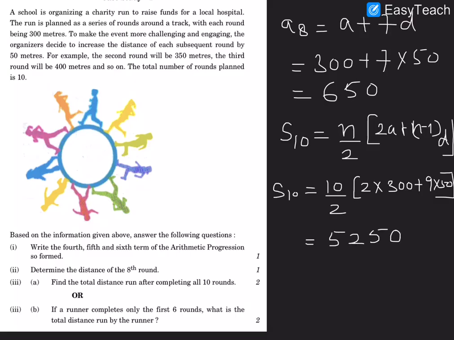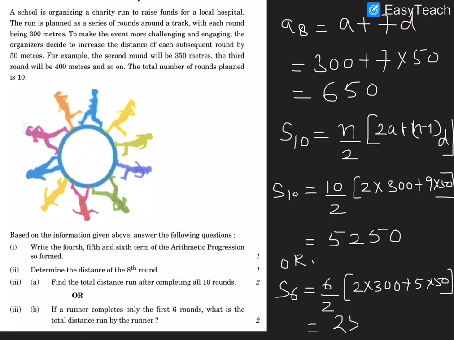5250. If the runner completes only the first 6 rounds, what is the total distance run by the runner? So for this part, if the runner is completing only 6 rounds, that means you have to calculate S6, which is 6 by 2 into 2 into a, 300, plus 5d, 5 into 50. So when you simplify it and calculate, you are getting 2550.